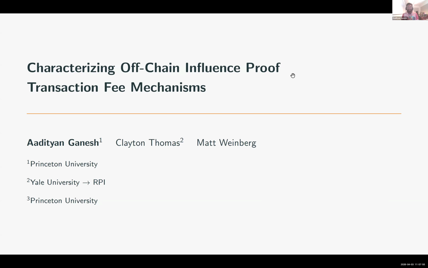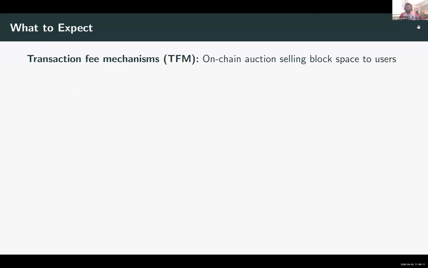Okay, let's get started. In this joint work with Clay, who was at Yale until quite recently, and with Matt, we characterize off-chain influence-proof transaction fee mechanisms. I'll begin with a quick what to expect. We'll be looking at transaction fee mechanisms, as the title suggests.